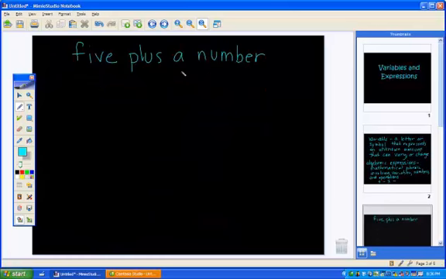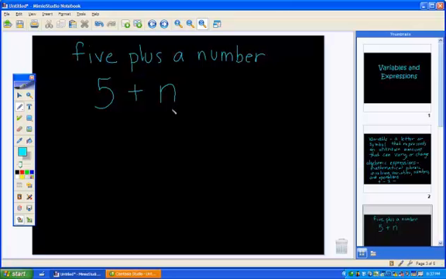5 plus a number. This would be my word phrase. We are going to practice turning this word phrase into an algebraic expression. Remember back on our notes, algebra just deals with unknowns. What do you know? You know the number 5. You also know what plus represents. Which operation is that? It's addition. And then a number. Do we know the number? No, so we're going to make it a letter because it's our unknown.